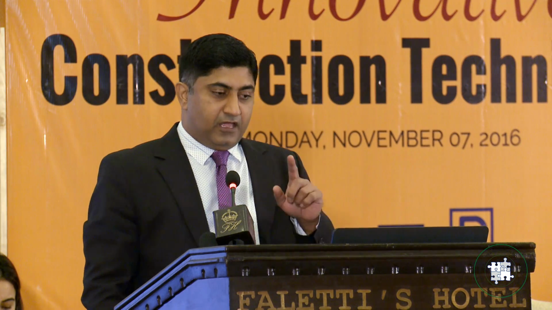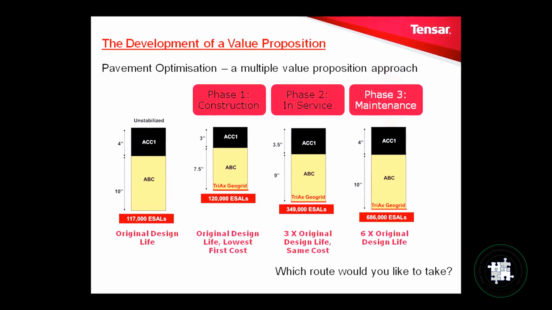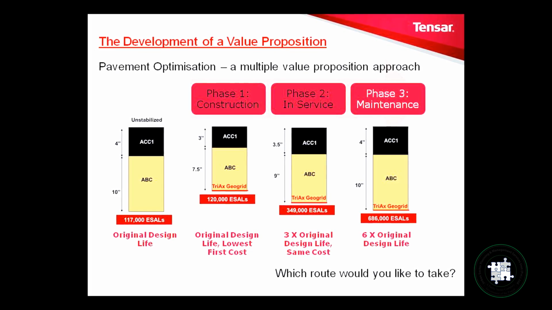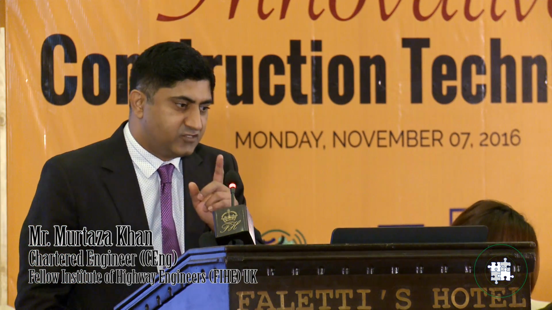The second section shows you reduced asphalt thickness, which is 3 inches, and reduced aggregate thickness, which is 7.5 inches. The left-hand section and the right-hand section have the same performance in terms of load carrying capacity. So it means we can reduce the thickness of the pavements, and we can use innovative technology to reduce the thicknesses.